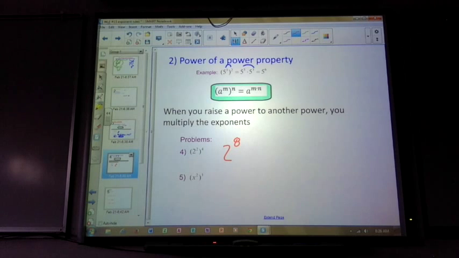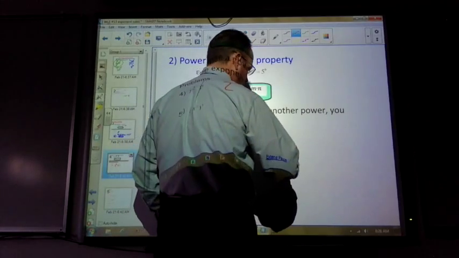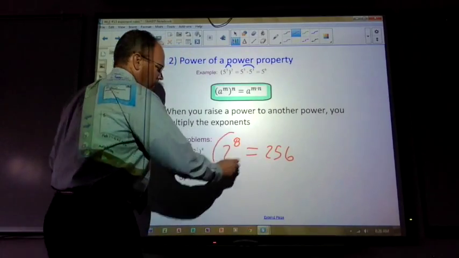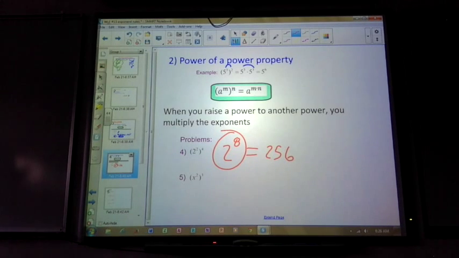2 to the 8th is 2, 4, 8, 16, 32, 64, 128, 256. So this is like 256. So it's not an enormous number. I would probably totally take that for an answer without questioning it. But if you felt that you needed to, you could easily do that.